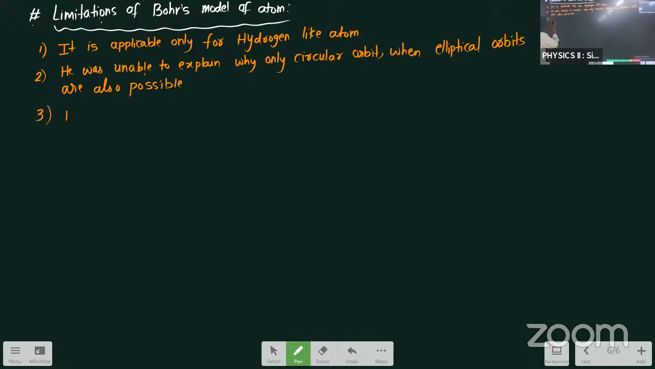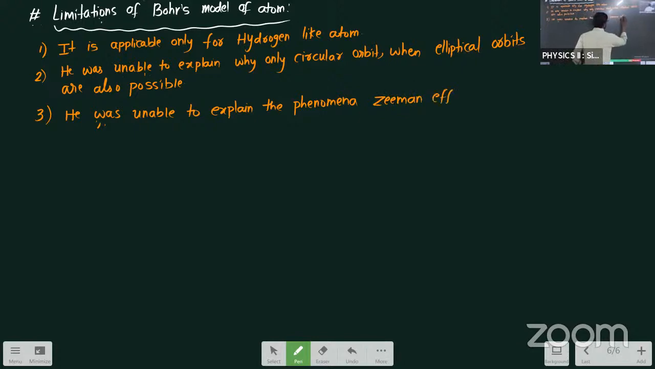And the next important limitation, the third one: he was unable to explain the phenomena of the Zeeman effect and the Stark effect. I hope you know what the Zeeman effect and Stark effect are. You might have studied them in your chemistry classes. The Zeeman effect is related to the magnetic field, and the Stark effect is related to the electric field.